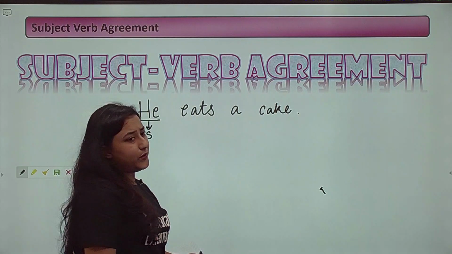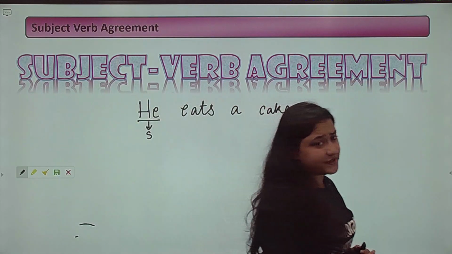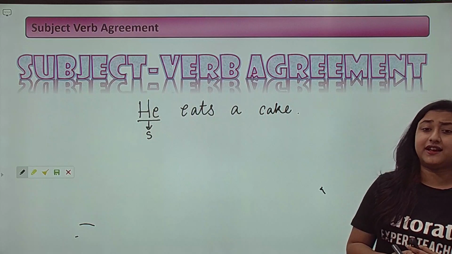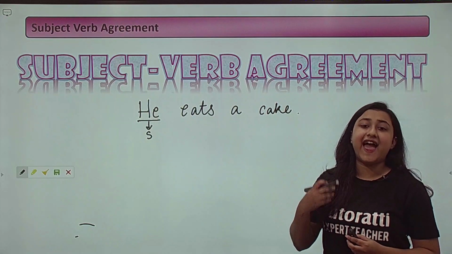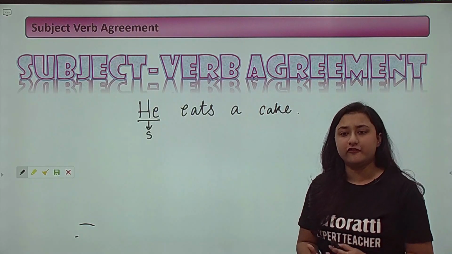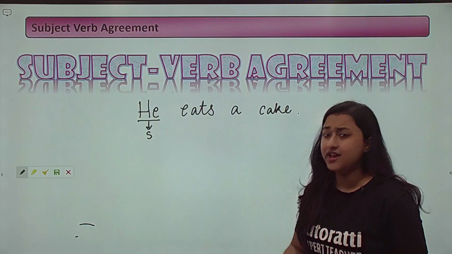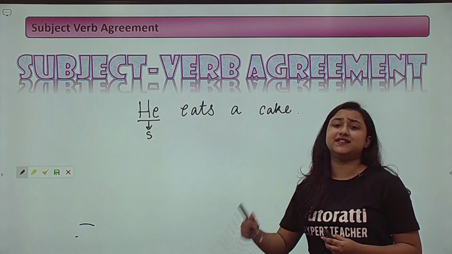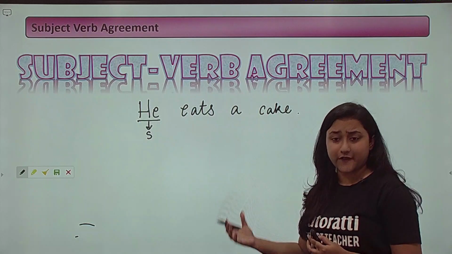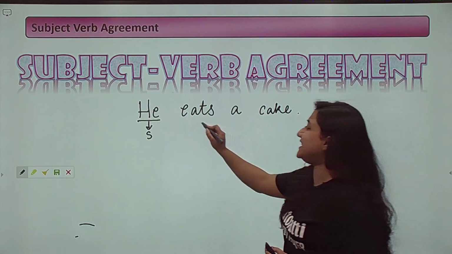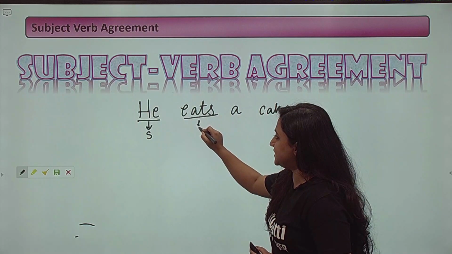Now we'll move on to verb. What is a verb? As you have studied in standard 9, verb is any action or a state of being or a state of having. So here clearly we can see the state of being or the state of having or the action word is eats. So it is the verb.